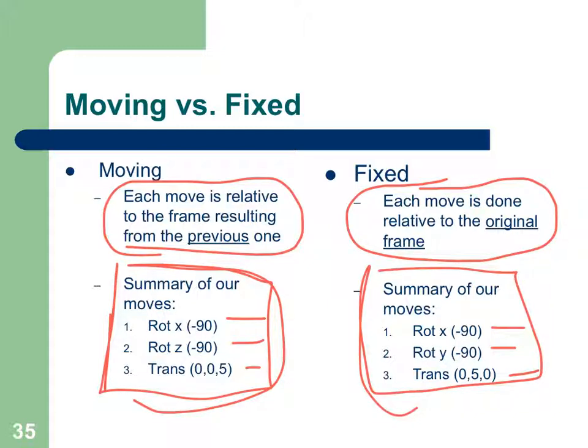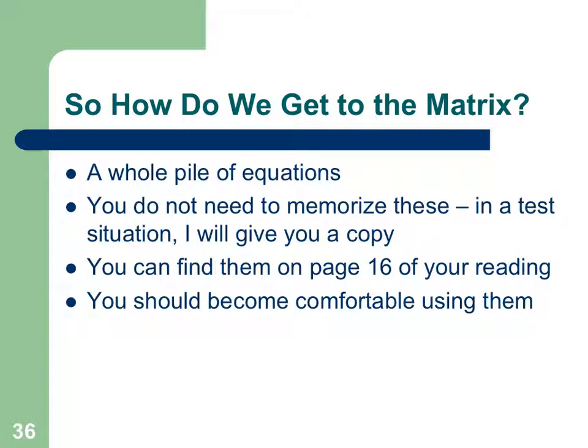And notice again that our last step in the moving coordinate frame, we said translate 0 in the x direction, 0 in the y direction, and 5 in the z direction. In fixed coordinates, it was 5 in the y direction and 0 in the other two. And so as I hinted at before, the way we're going to get to the matrix is we're going to multiply a bunch of 4x4 matrices. For the purposes of my class, you don't have to memorize this, and you'll find it in the reading, but you really need to become comfortable using these things.